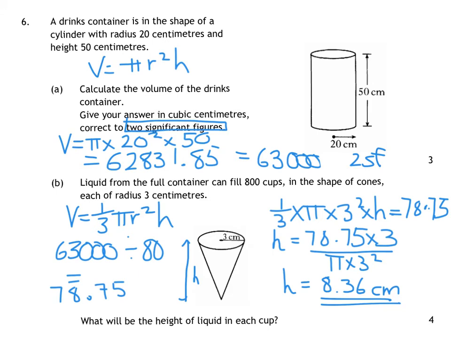So as I said, there are other ways of doing that one. You could alternatively work out what a third of pi times 3 squared is, get that number, and then do 78.75 divided by that instead.